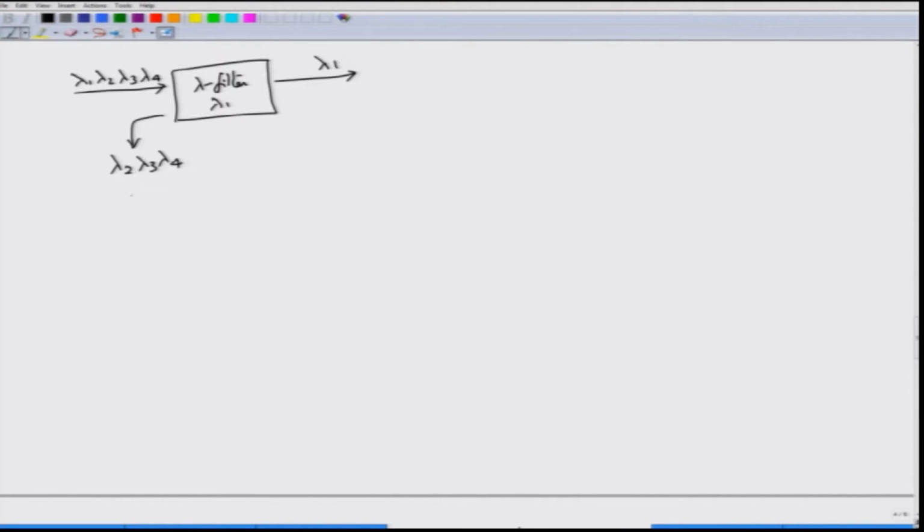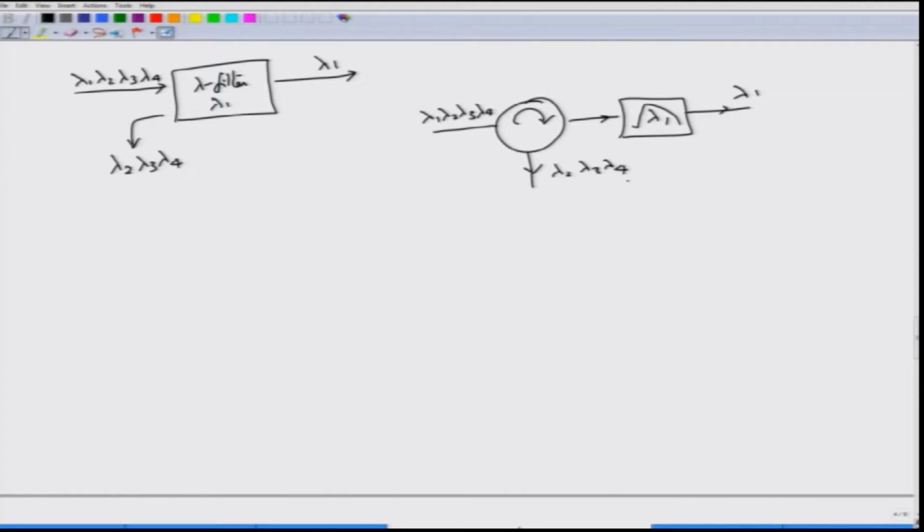Now, if you do not want them to go back to the source, you can put a circulator. So, you can send signals through a circulator, so that when a group of wavelengths comes in to the wavelength filter, which is a lambda 1 wavelength selection, then lambda 1 will go out, whereas onto port 3 of the circulator you will get lambda 2, lambda 3 and lambda 4. Therefore, they are not going back in the original direction and giving rise to some crosstalk. So, this is called a wavelength filter.